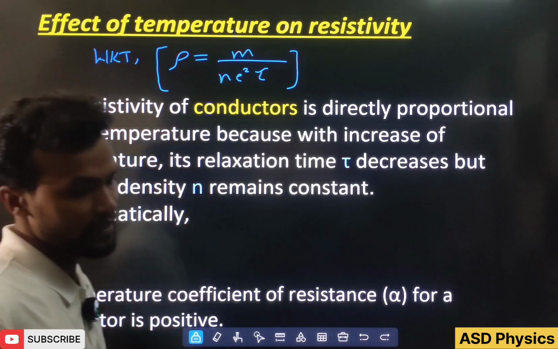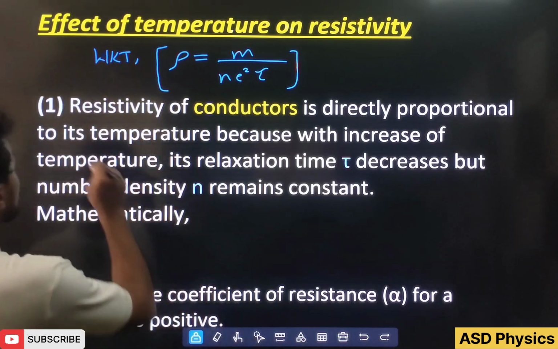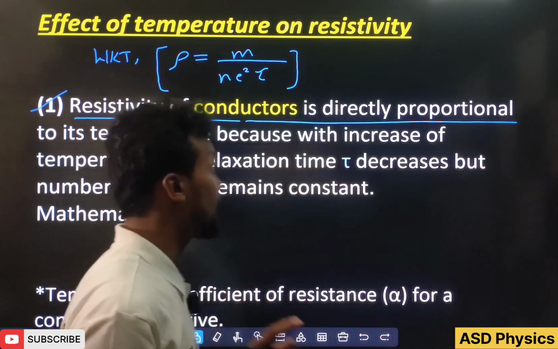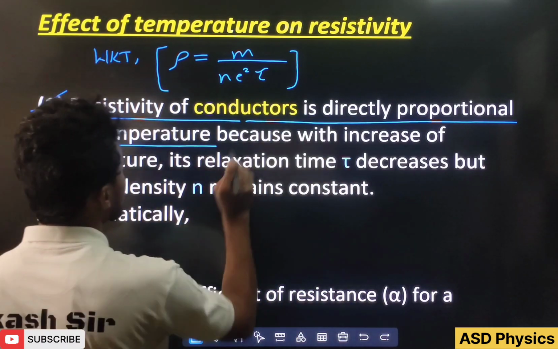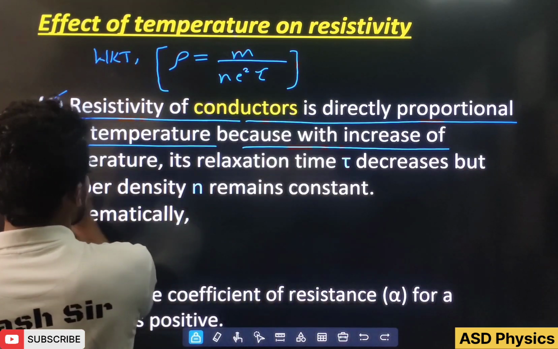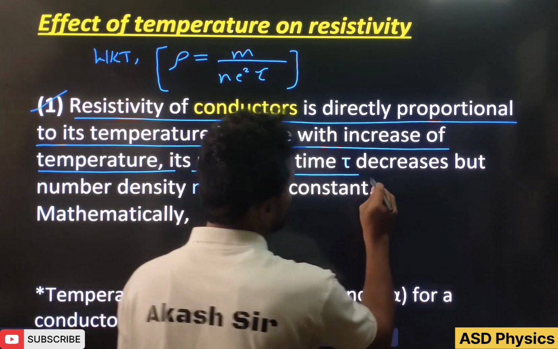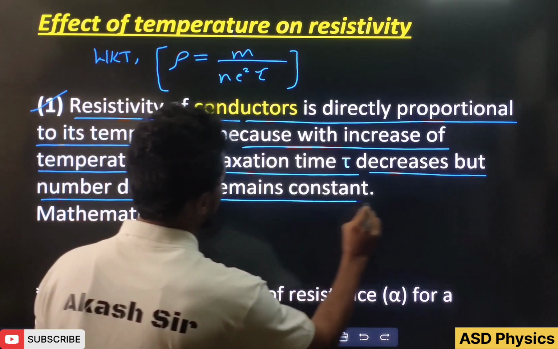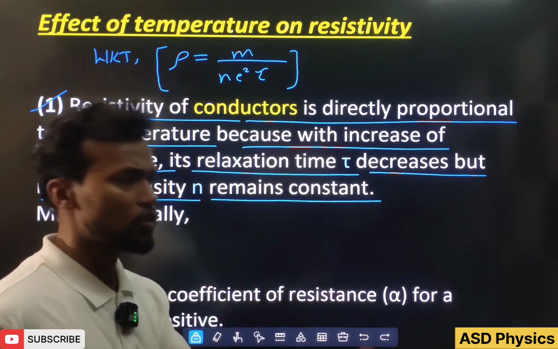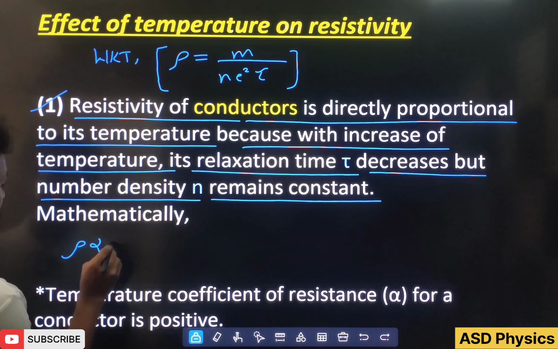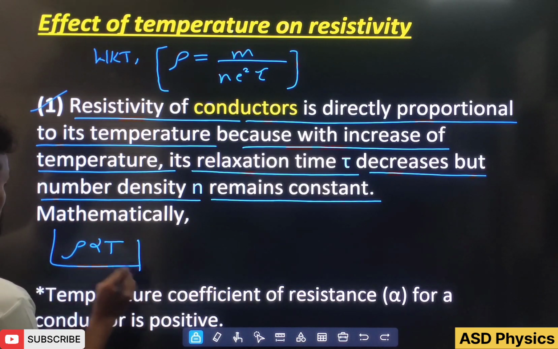Okay, rho equals m by n e square tau. So see here the first one: the resistivity of a conductor is directly proportional to its temperature. Very, very important, because with increase of temperature, its relaxation time tau decreases, but number density n remains constant. Number density means number of electrons per unit volume. So mathematically what is happening here? Remember that for the conductor, rho is directly proportional to temperature.